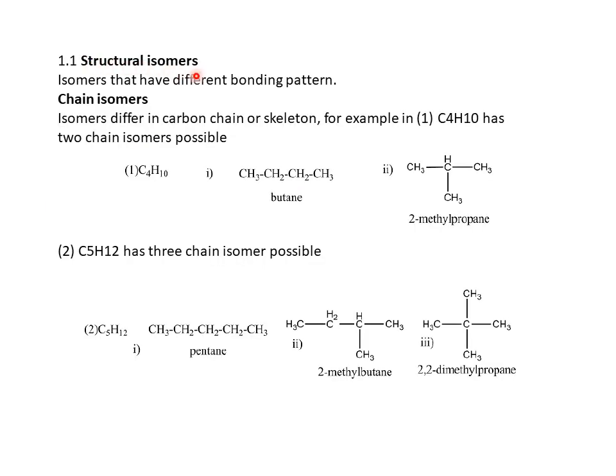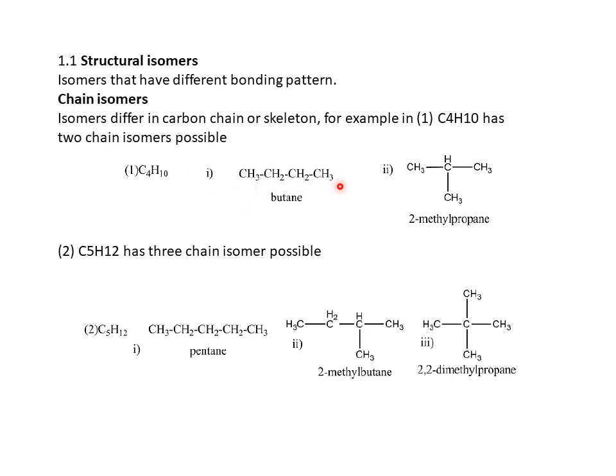Next we see structural isomerism. Isomers that have different bonding pattern are called structural isomers. First we see chain isomerism. Here isomers differ in the carbon chain or skeleton. For example, C4H10 has two chain isomers possible.